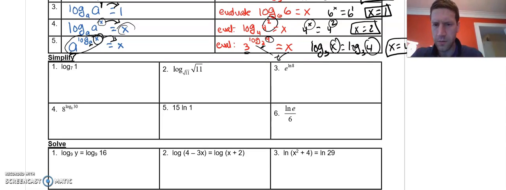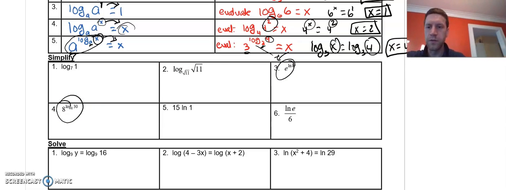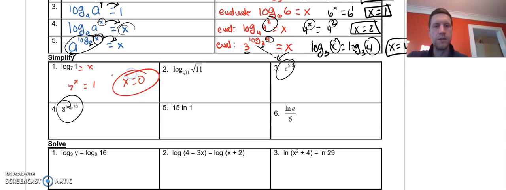Four of them are logs, 2 of them are exponentials, but as long as you convert to the other form, you can solve. So number 1, set this to x, convert to exponential form: 7 to the x is equal to 1. The only way that's true is if my exponent is 0.